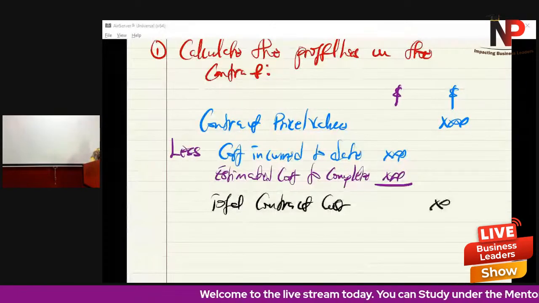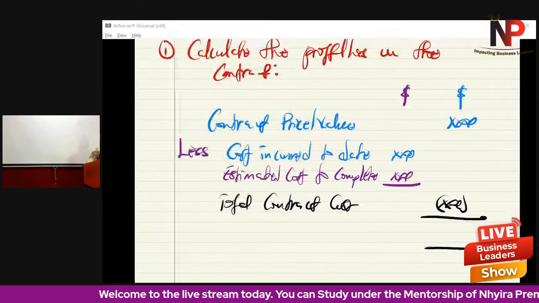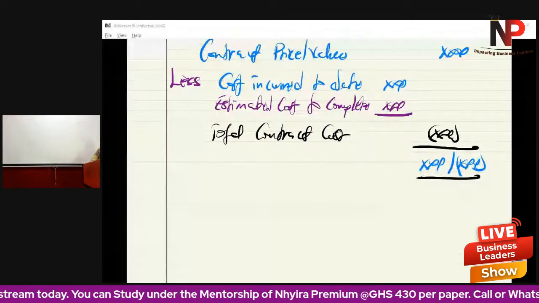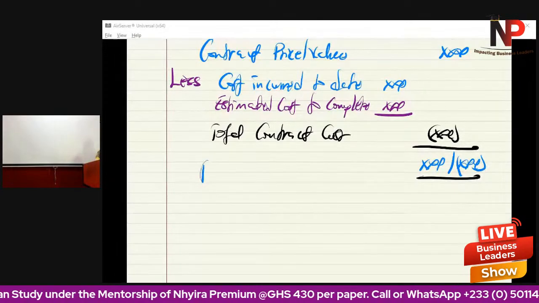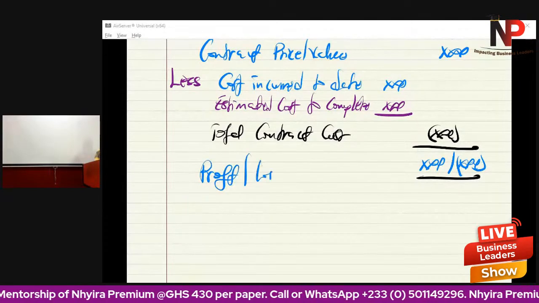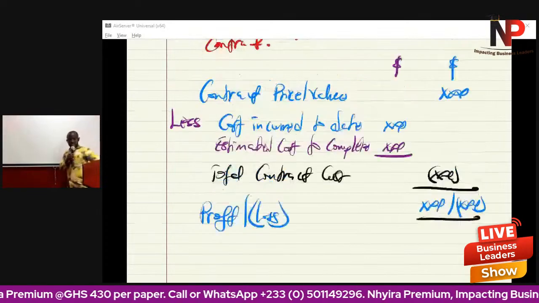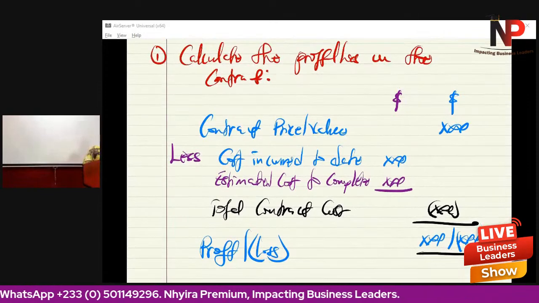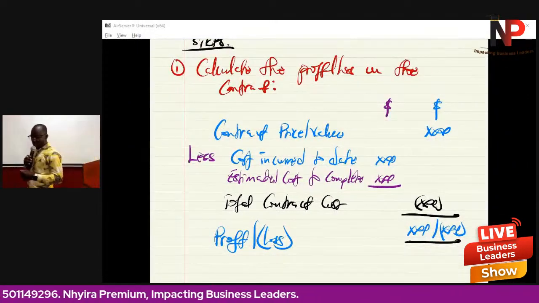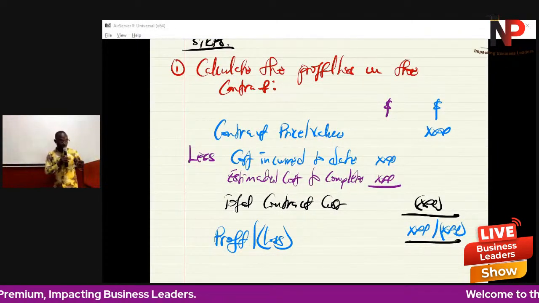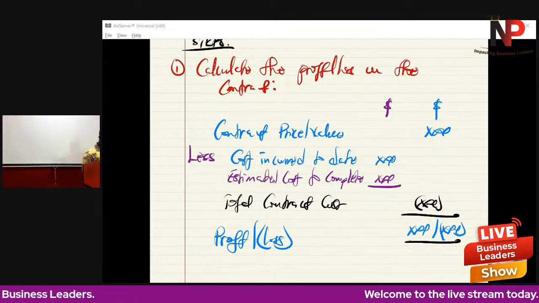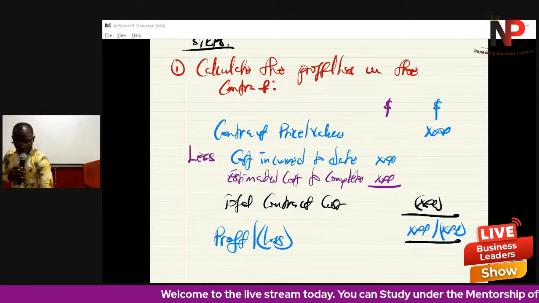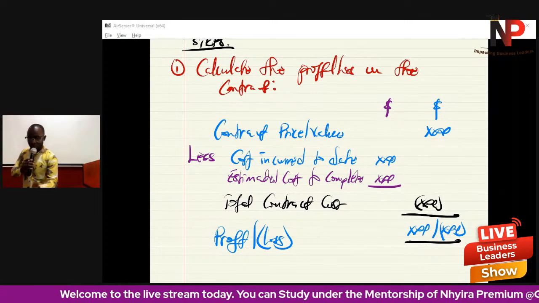So that is going to be subtracted. If we get a positive figure, it means we made a profit. If we get a negative figure, it means we made a loss. That is the first step. For the question at our disposal, usually we have to determine whether we've made a profit or a loss on the contract for the period under review.